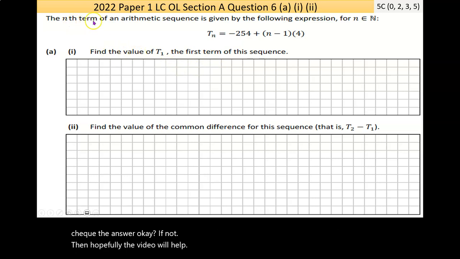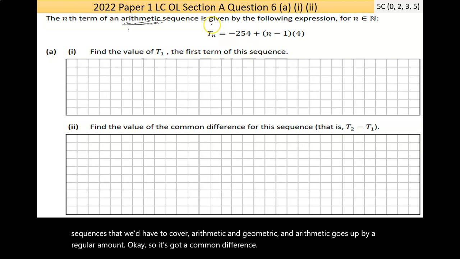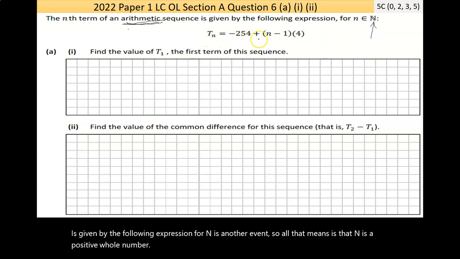So let's read the question carefully. It says the nth term of an arithmetic sequence. Now that's got meaning. There are two types of sequences that we'd have to cover, arithmetic and geometric. Arithmetic goes up by a regular amount, so it's got a common difference. It is given by the following expression for n is an element of N. So all that means is that n is a positive whole number. And they give us this sequence here.